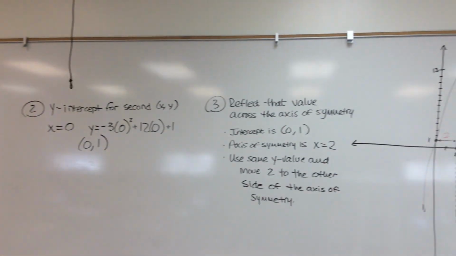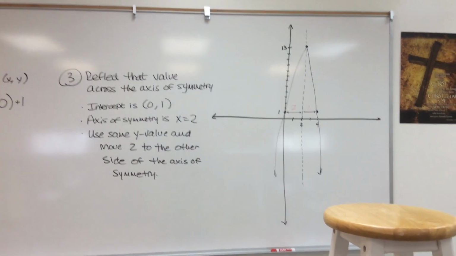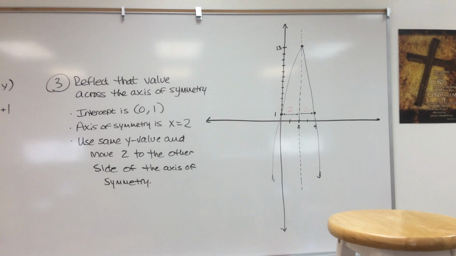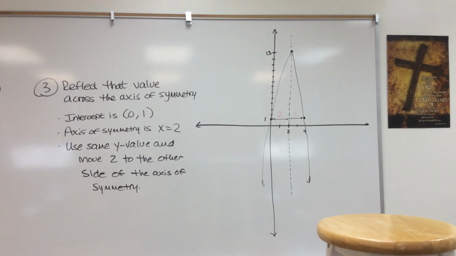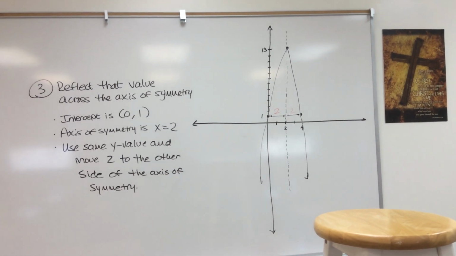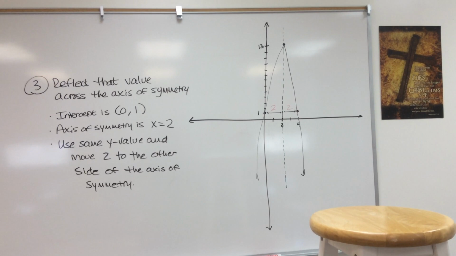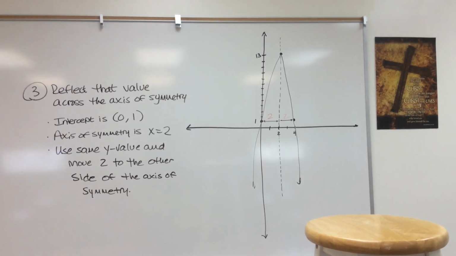Then the third point, we don't have to calculate it. We just reflect that second point that we found, that y-intercept. We reflect that value across the axis of symmetry. It's going to have the same y value. The x value is just going to change by the distance from the axis of symmetry.